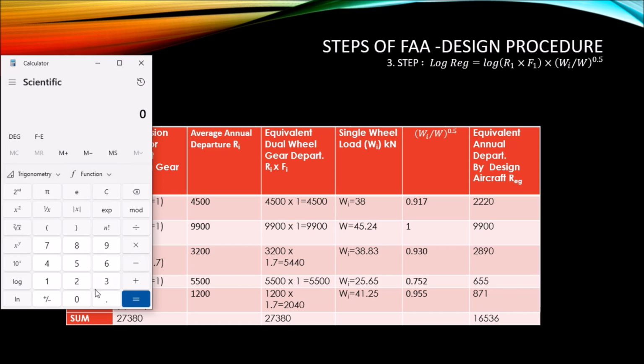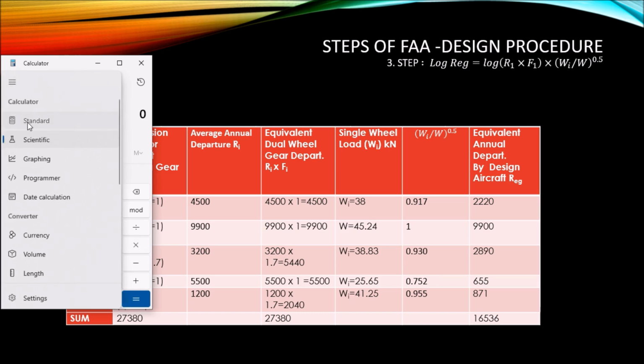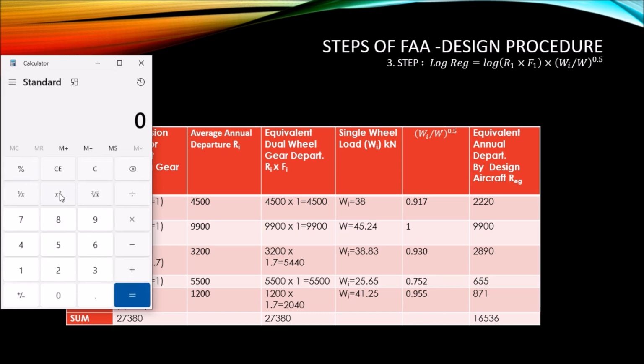Okay. So here we get the square root of the answer. So we said 38 divided by 45.24. What do we have? 0.88. So what is the square root of the answer? You can see what we have here, 0.917. So this is what we have.